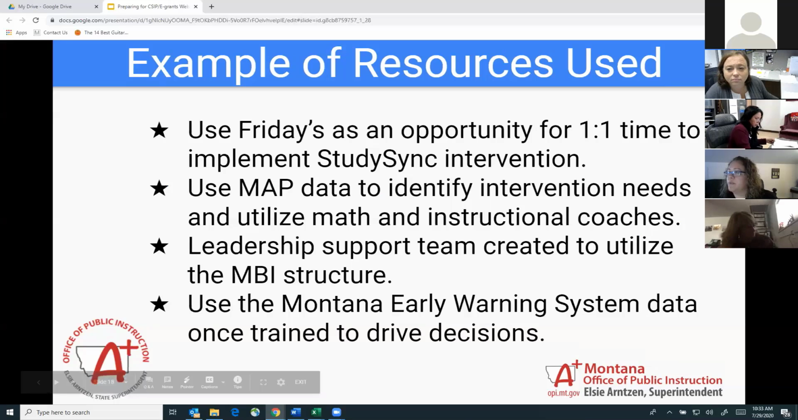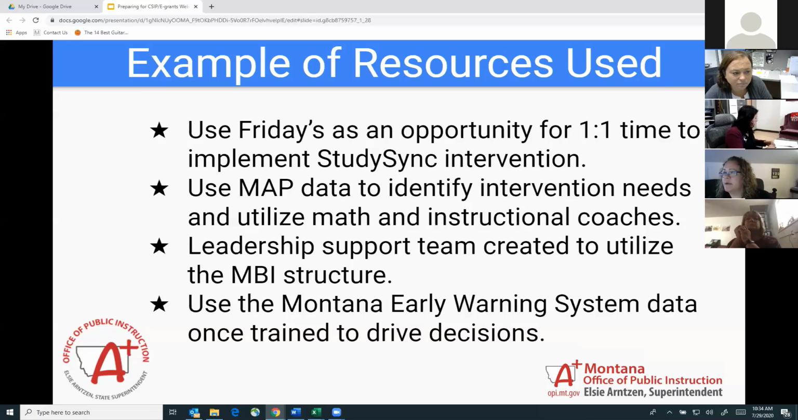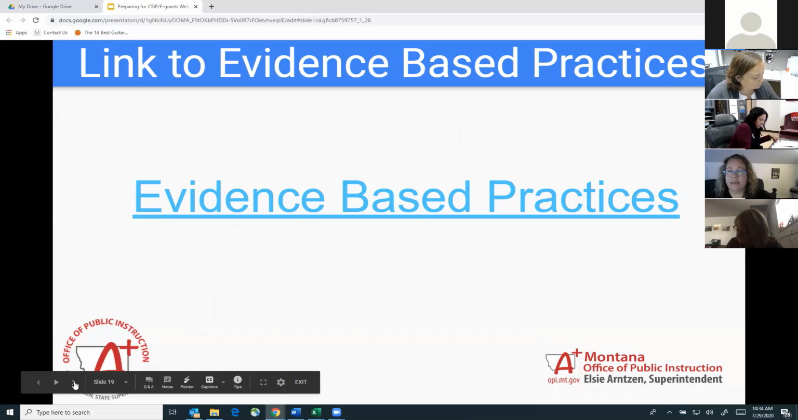And then a leadership support team was put in place to increase the involvement in the Montana Behavior Institute. And they were also offering professional development on the Montana Early Warning System so that all staff were trained to help drive their decision. The next slide is a link to evidence-based practices.